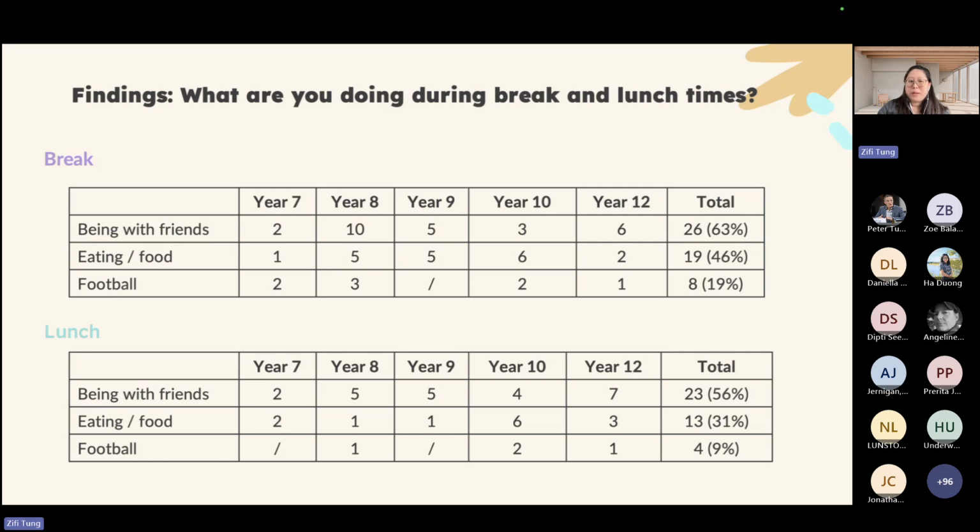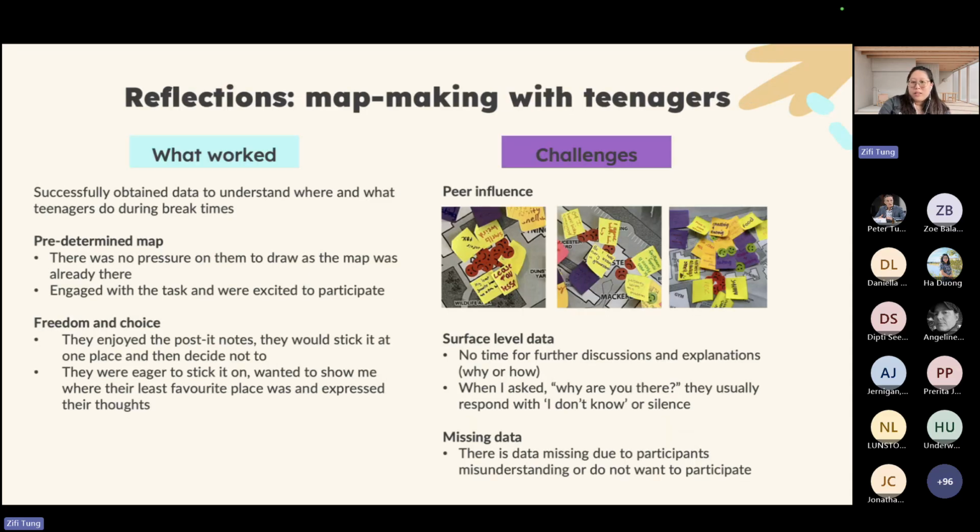And you can see, so being with friends, eating or having food, and then games and activities became football, because all the games and activity was football. So that's how I ended up with these 3 categories, and the different numbers is just counting up the post-it notes. So, reflections on map making with teenagers.